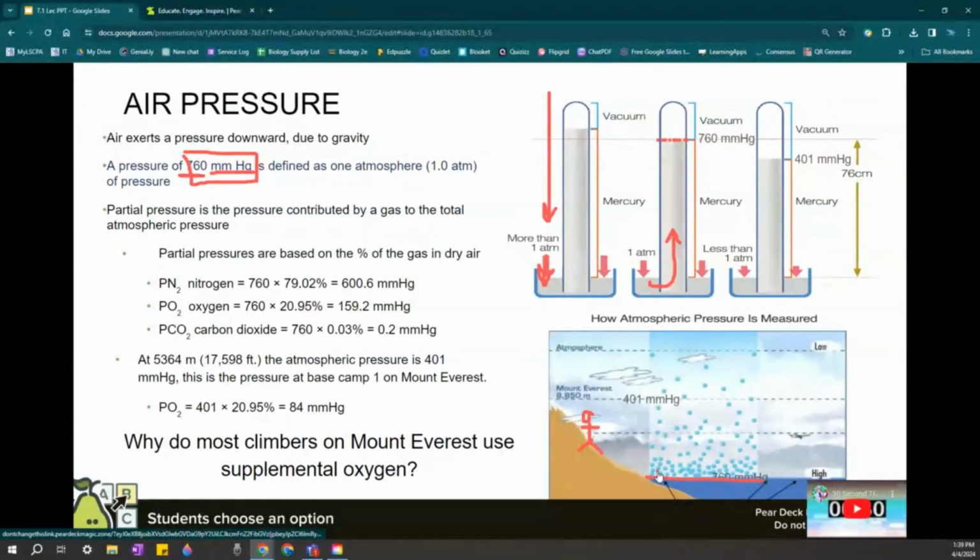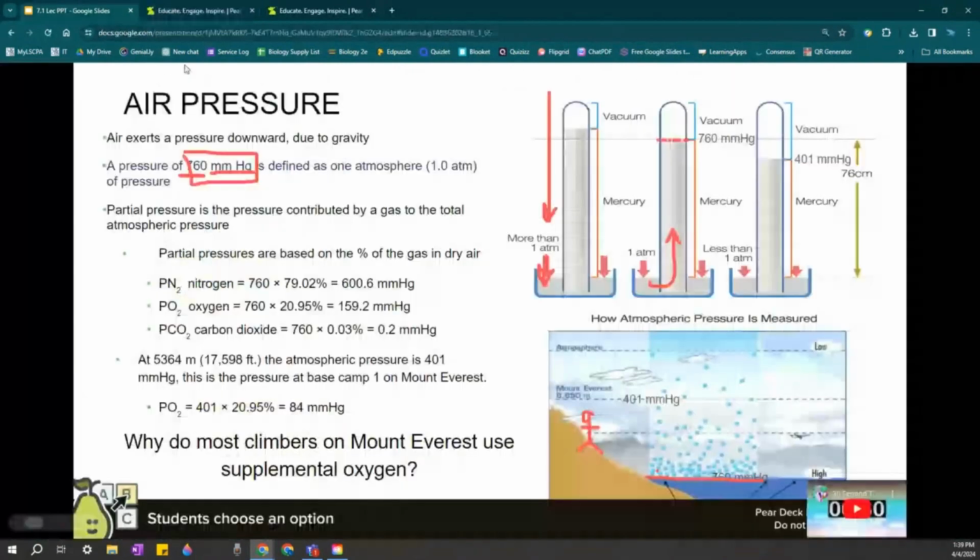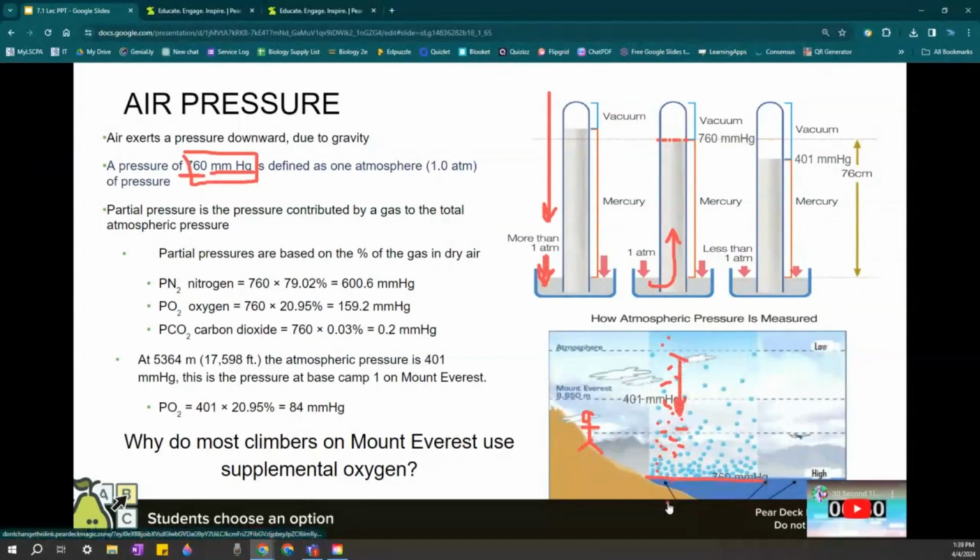Well, the air pressure is a measurement of all of the particles that are on top of your head. So if I'm standing at sea level, you see all these particles. There's tons and tons of particles exerting force downwards due to gravity. But if I climb all the way up this mountain, I no longer have all of these particles, and now I'm just focused on these particles. So there's overall less particles pushing down on my head. So there's going to be less air pressure. In this case, there's about 401 millimeters of mercury.